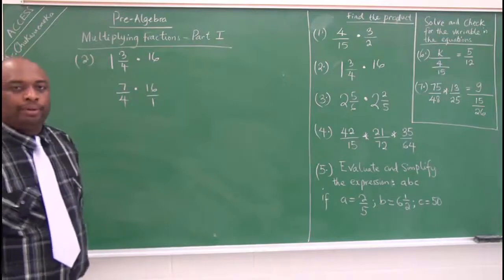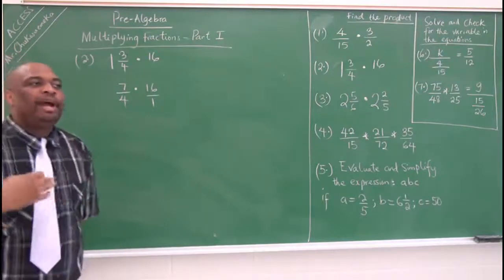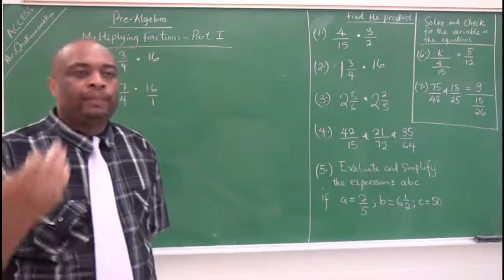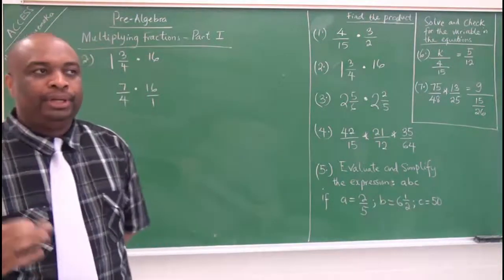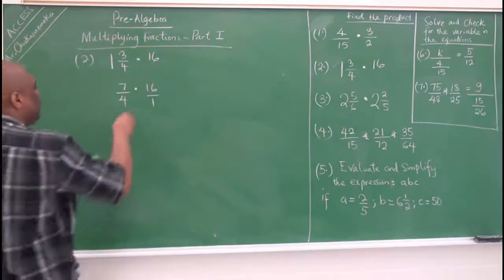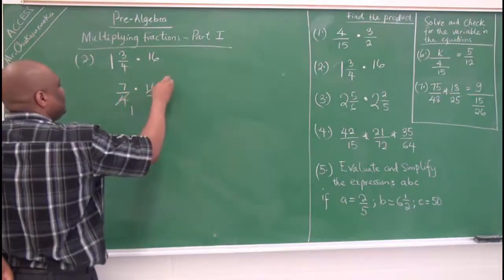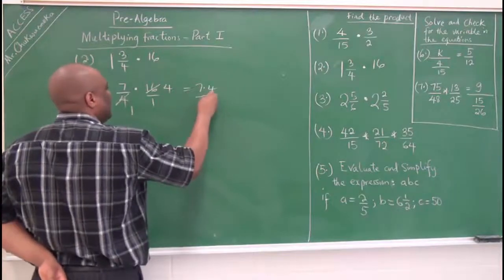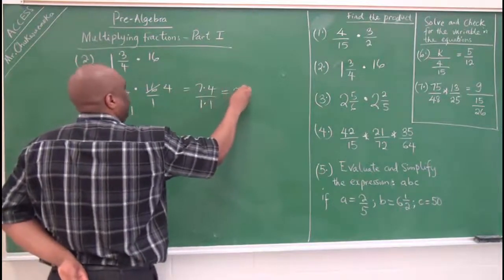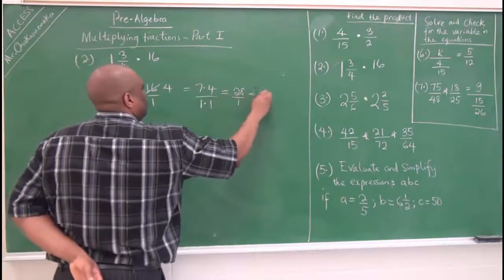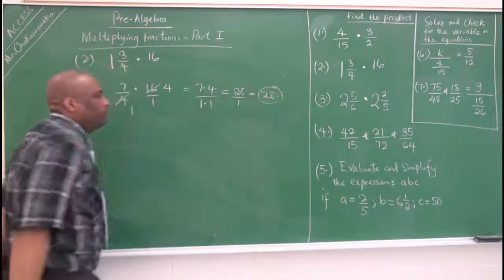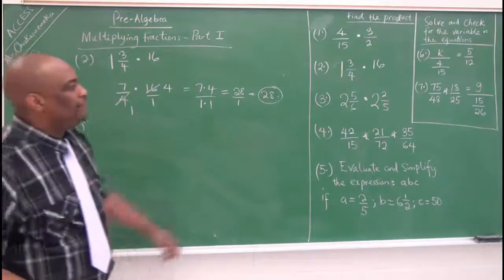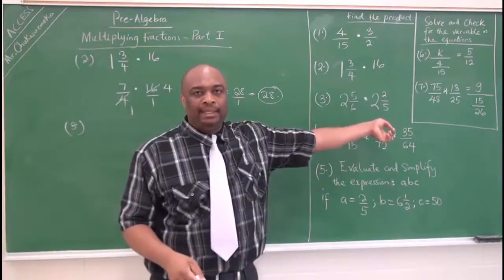Yes, 16 divided by 1. Whenever you have an integer and you want to convert it to a fraction, you put it over 1. So 4 can divide 4 once, and 4 can divide 16, which is 4. So I just have 7 times 4 over 1 times 1, which is 28. Okay?